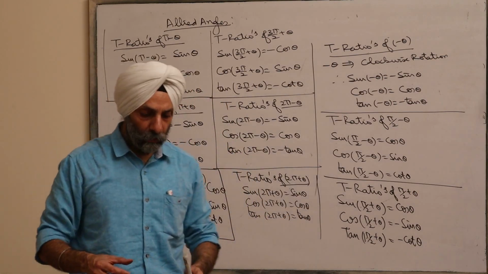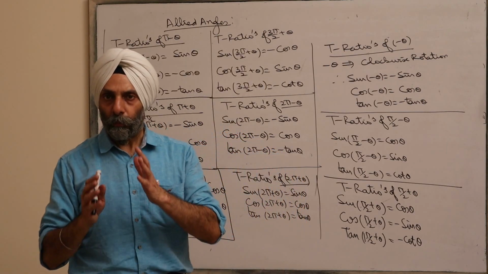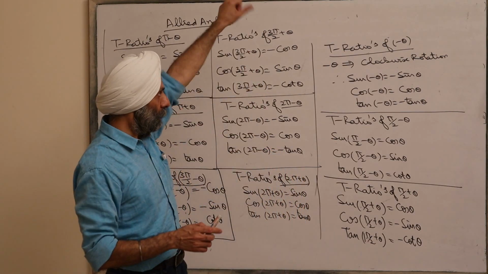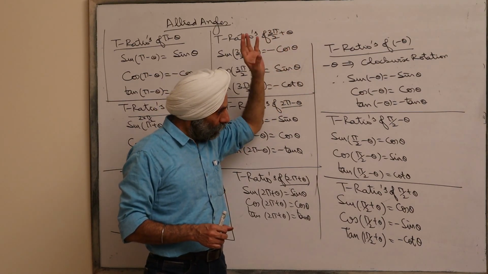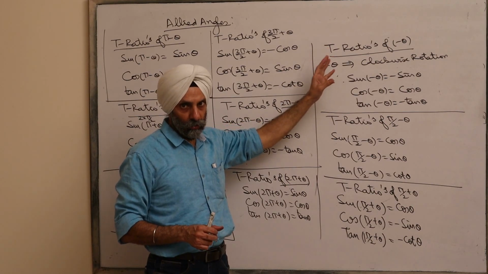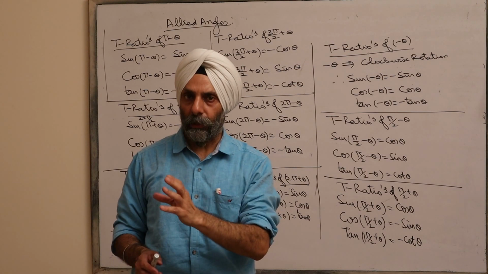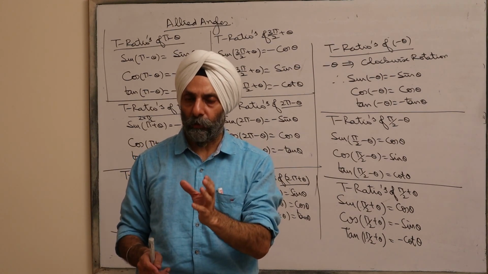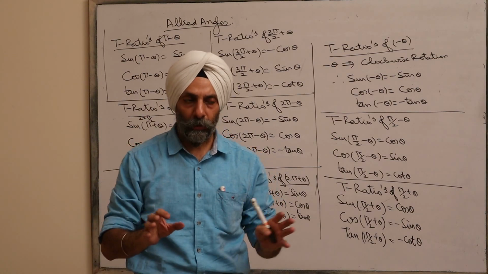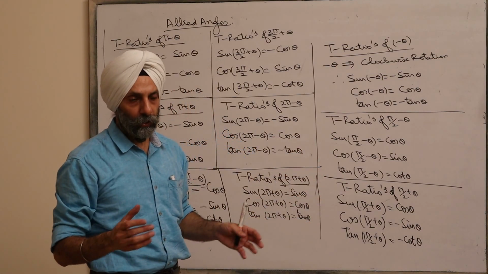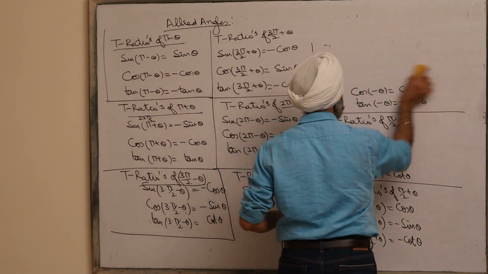So this way we can find the values of T ratios of any angle, provided that we remember every standard angle's T ratios. So for example, we all know the values of sin 30, cos 30, tan 30, sin 45, cos 45, tan 45 and so on. So if we know all these values, very easily we can solve the questions relating to T ratios of right angles. Now let us consider an example which is based on this.